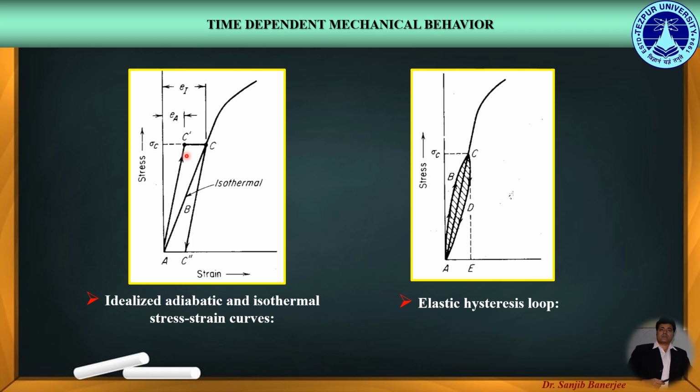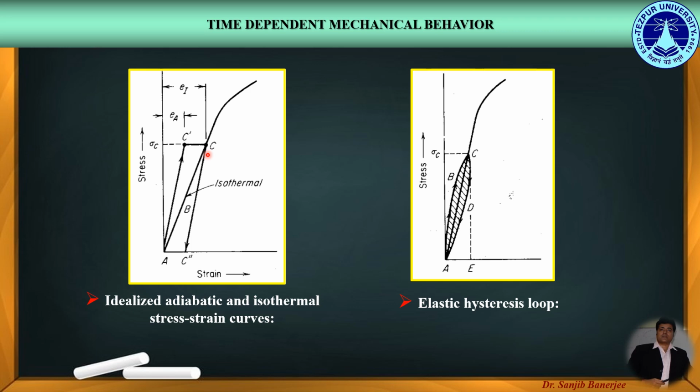The strain that accumulates in the specimen will be only EA instead of the strain EI that would result from an isothermal path. Also, the elastic modulus under dynamic or rapid loading condition is higher than the modulus under static or slow loading condition. Now, with the passing of time, the specimen will warm up and elongate due to thermal expansion along the path C'C, as we can see in this figure.